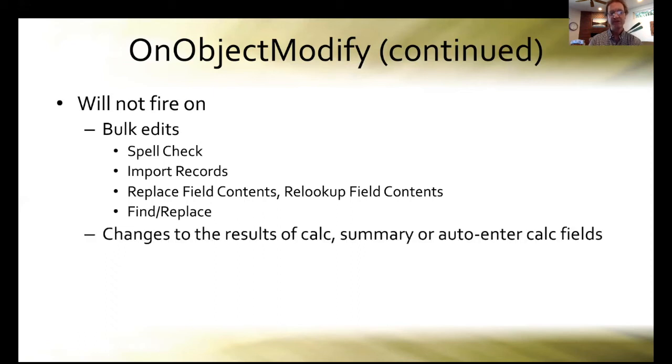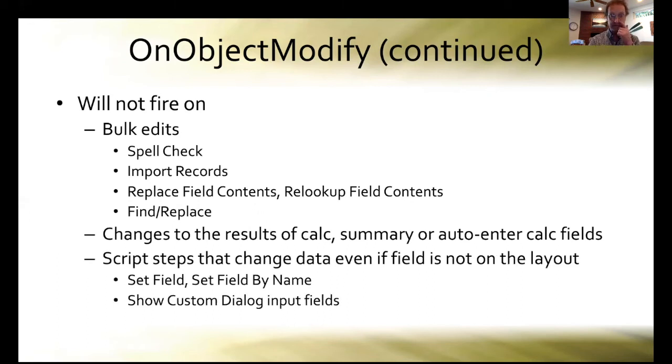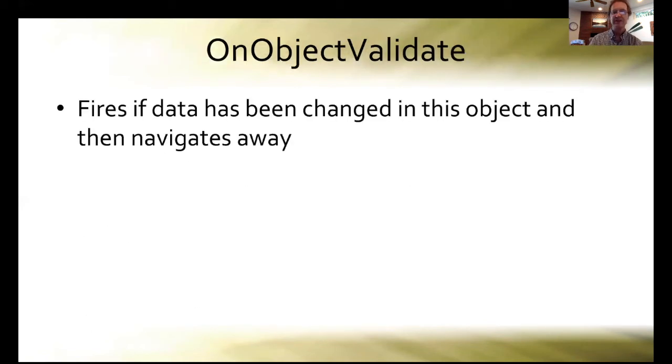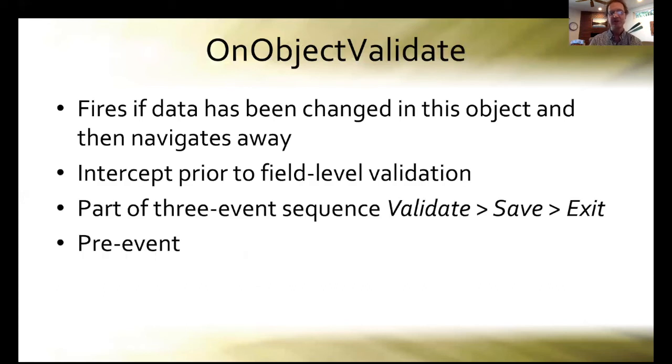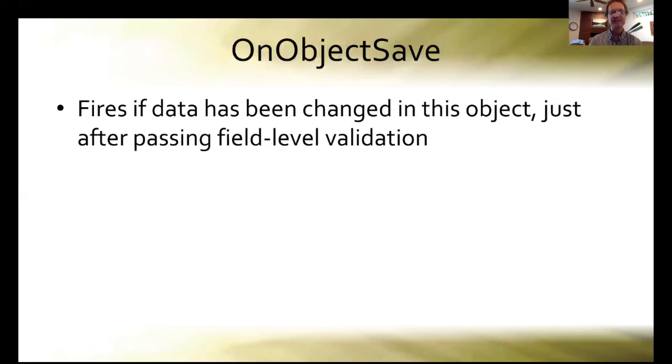Likewise, it will not fire on changes to the results of calculation fields, summary fields, or auto-enter calculation fields. Or script steps that change data even if the field's not on the layout, like the set field script step. We experienced that in my demo. The set field by name, the show custom dialog input fields, none of those will fire the onObject modify script trigger. And it's a post-event script trigger. Then we've got onObject validate, which is part of the 3-event sequence, validate, save, and exit. Then we've got onObject save.